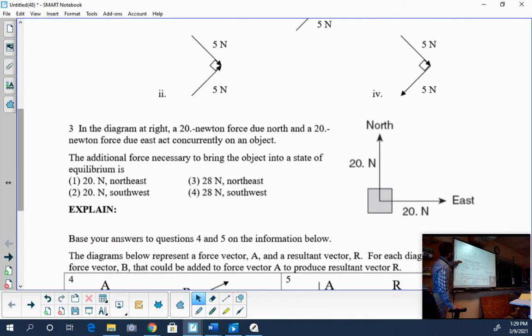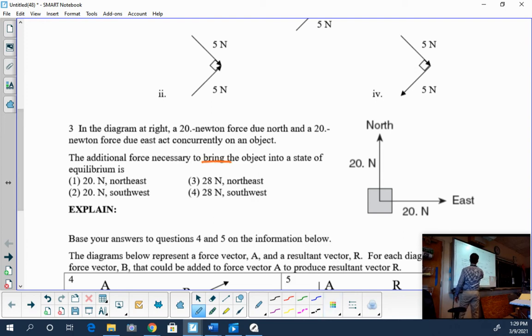Down here, the force necessary to bring equilibrium. Well, that is the equilibrant. But of course, to get the equilibrant, you must first find the resultant.